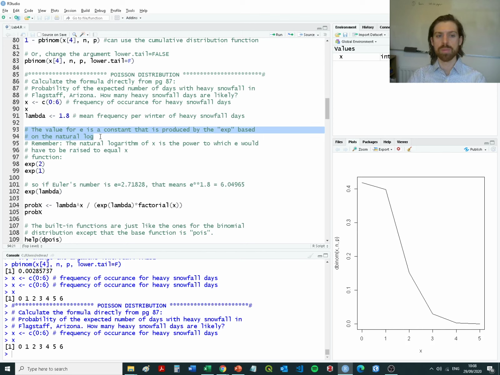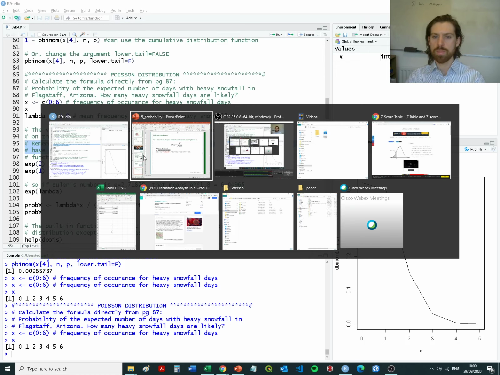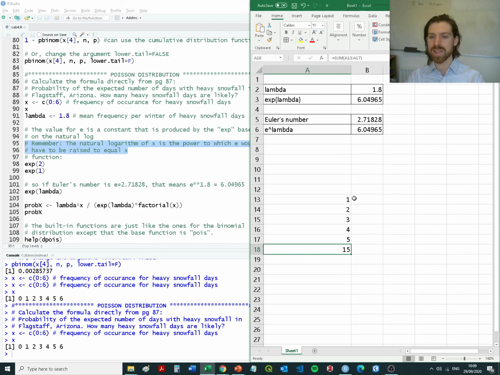Basically, the exponential function is using Euler's number. E is a constant, otherwise known as Euler's number, and you can look this up online if you're interested. Essentially, the natural logarithm of the value that you give it is the power to which E would have to be raised to equal x. I appreciate that when I talk about it like that, it's quite abstract.